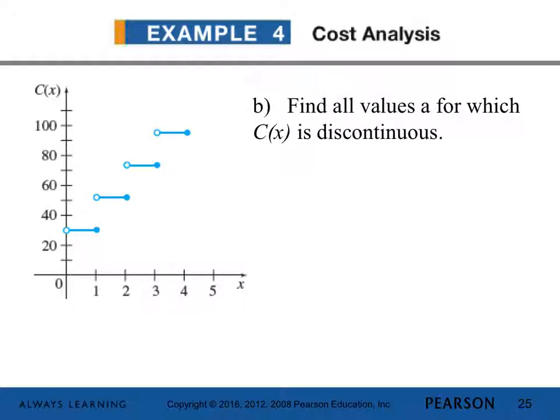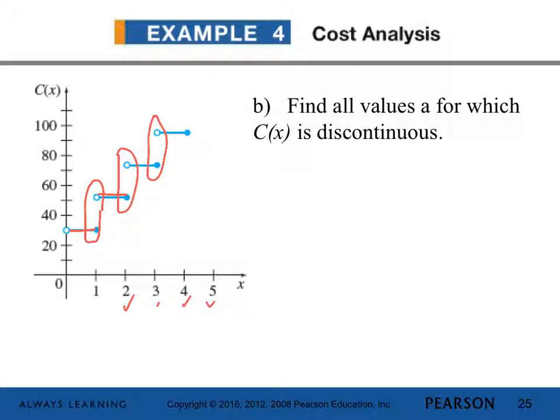Now, all the values a for which C of x is discontinuous. Well, the limit as x approaches 1 from the left is $30, but the limit as x approaches 1 from the right is $42. And the same thing at x equals 2, x equals 3, x equals 4, and x equals 5. Here are your discontinuities, and they're all discontinuous for the same reason. Your right and left-hand limits don't match. The function is defined, but the right and left-hand limits do not match.